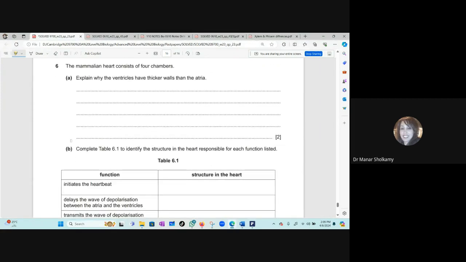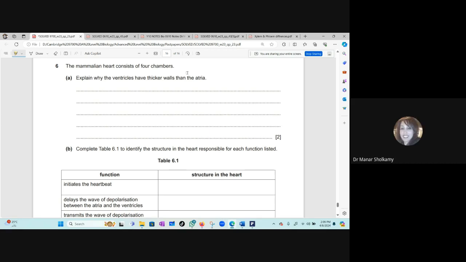The last question. Explain why the ventricles have thicker walls than the atria. Now, this is an O-level question. Why are the ventricles thicker? They pump blood at higher pressure. Yes, of course, they need to pump blood at a higher pressure to overcome resistance. Why? The pressure needs to be high so it can reach all the body.